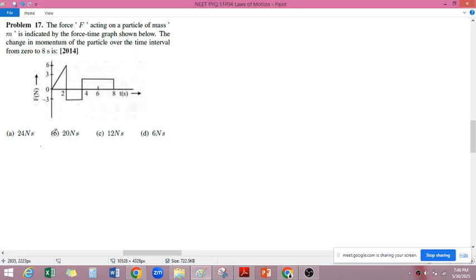Okay, the force F acting on a particle of mass m is indicated by the force time graph shown below. The change in momentum of the particle over the time interval from 0 to 8. So I think in the last class itself we talked about this. F is equal to mv minus mu divided by delta t. So if they are given force and time, then this is like F into delta t. So that means the area under the curve will represent F into delta t.